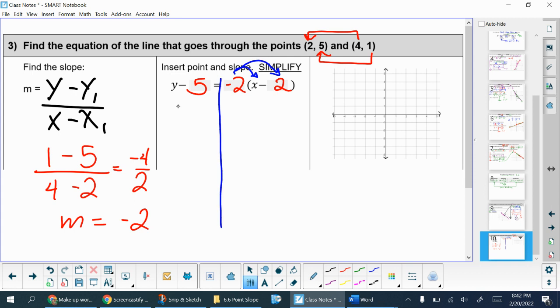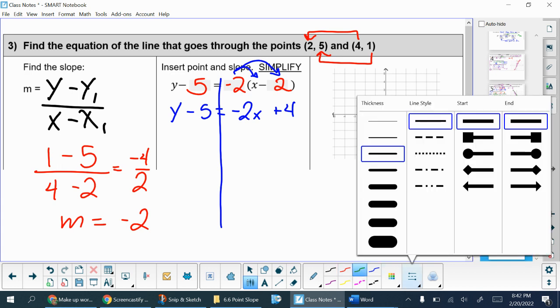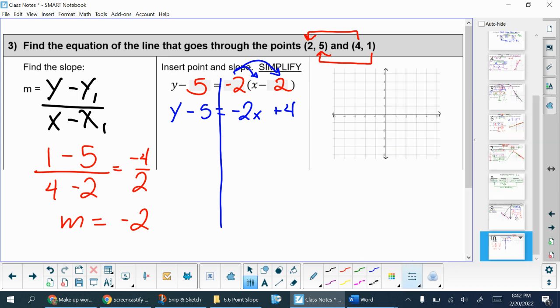So the left-hand side of the equation, I'm not doing anything to. I'm distributing my negative 2. So negative 2 times x is negative 2x. Negative 2 times negative 2 is positive 4. And then I'm going to isolate my y variable. I see this minus 5, so I'm going to add 5 to both sides. It'll cancel out over here and just leave me with y, negative 2x, and then I can combine my numbers, plus 9.